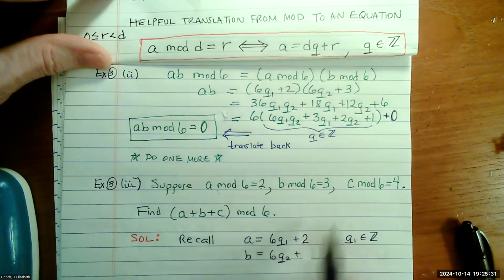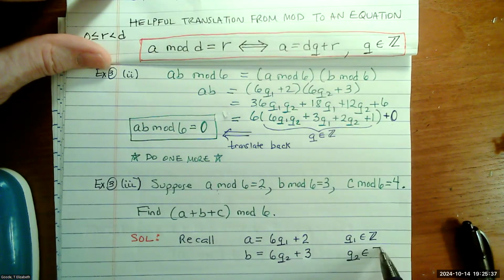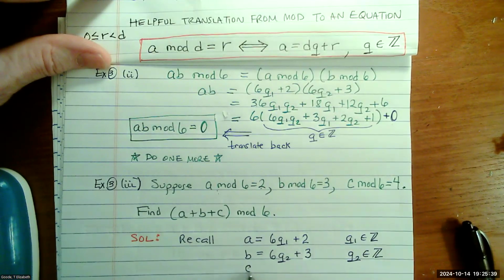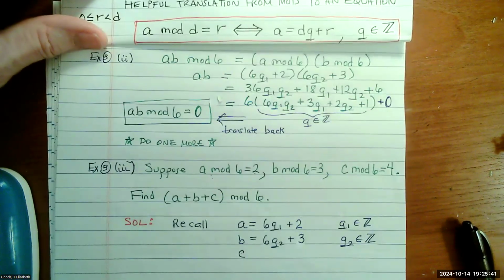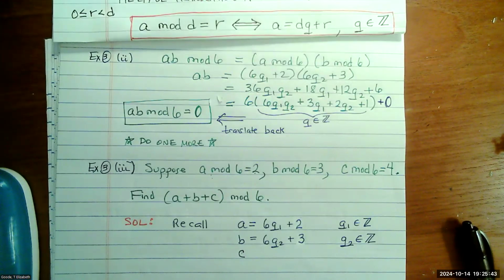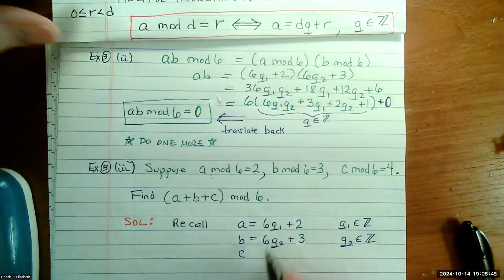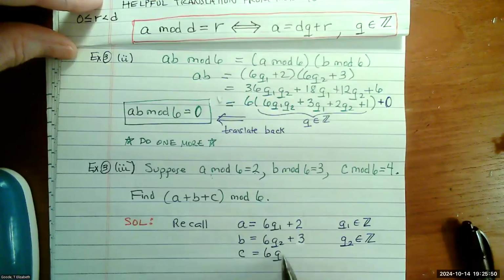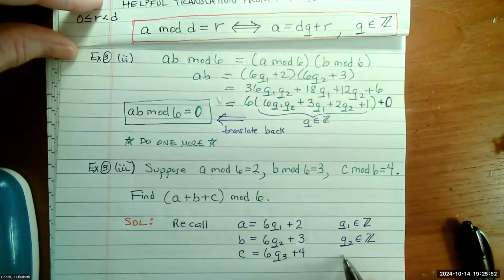B mod 6 is 3. So B equals 6Q2 plus 3. Q2 is an element of Z. Can you write an equation for C now? 6Q3 plus 4. That's right. 6Q3 plus 4. Very good. Where Q3 is in Z.